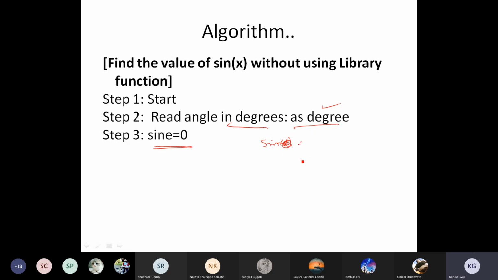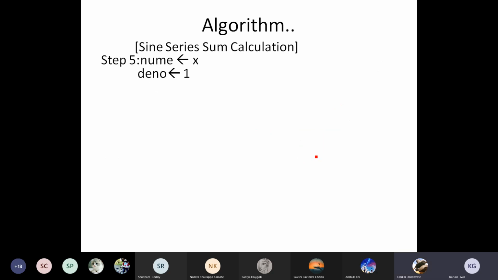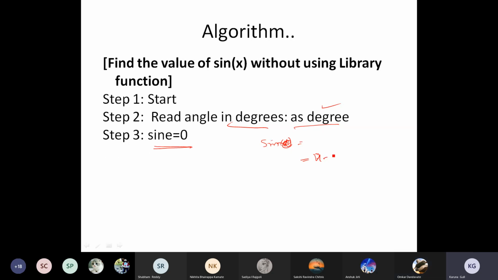How do you write the term? What does the Taylor series say? Tell me the Taylor series, student. Sin x equals x plus, okay, I'll write that for you all. x minus x cube by 3 factorial plus x raised to 5 divided by 5 factorial minus x raised to 7 divided by 7 factorial and so on. Correct now?